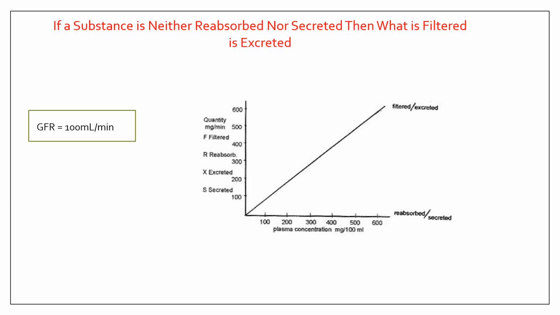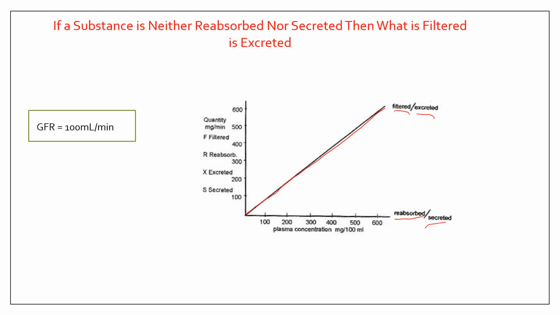And finally, if a substance is neither reabsorbed nor secreted, in other words, it gets filtered, and whatever gets filtered is going to end up excreted because nothing else happens to it. Once it gets filtered in, it doesn't get reabsorbed, doesn't get secreted. So that's why you see down here, reabsorbed and secreted, it's always going to be 0. Whatever gets filtered will get excreted, and this makes it the simplest of all, of course, because it's just a linear line. It means whatever gets filtered in is going to get excreted.